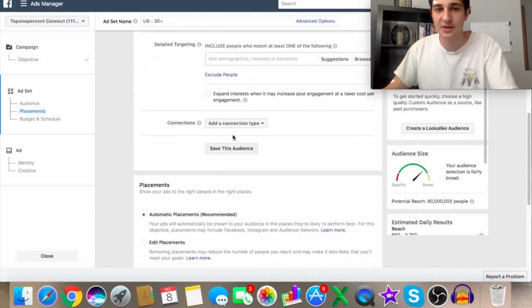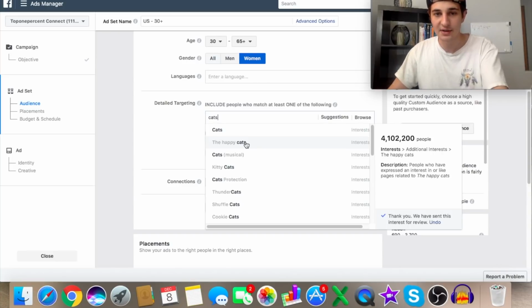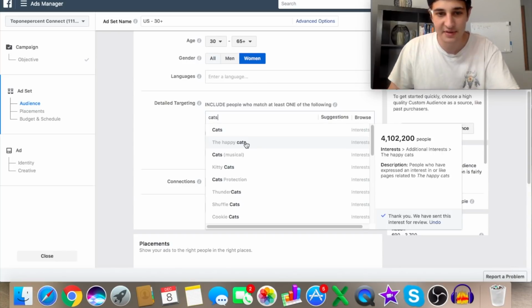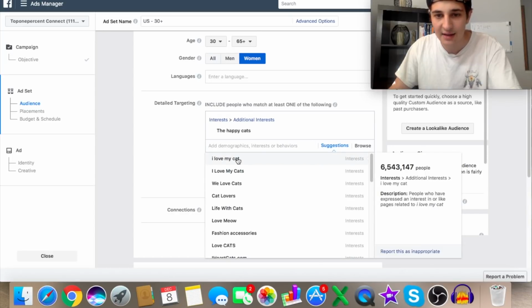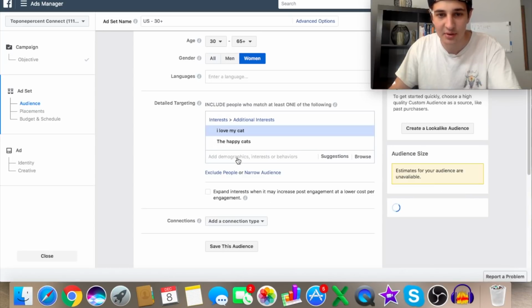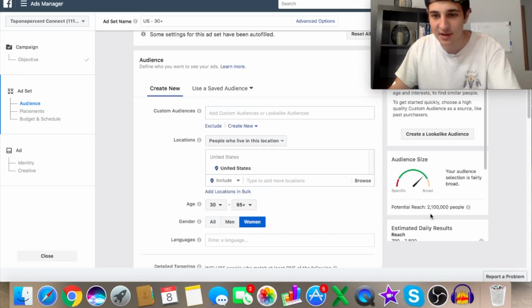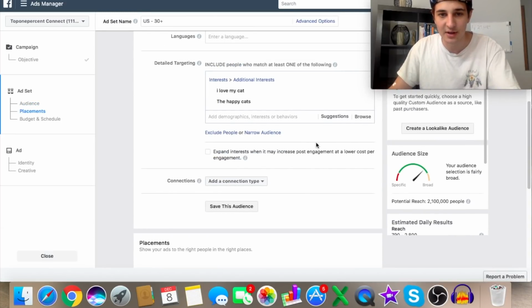And this is where we start targeting people. Okay, so I just typed in cats and I got a bunch of suggestions. So the happy cats, I guess that this is an interest. It's a page or something and it has 4 million people. So we'll go ahead and click that. And then we'll click suggestions. I love my cat, 6 million people. Okay, we'll add that in there, see what our target is. 21 million people. So we need to get that a little bit lower, okay? So let's continue to go.